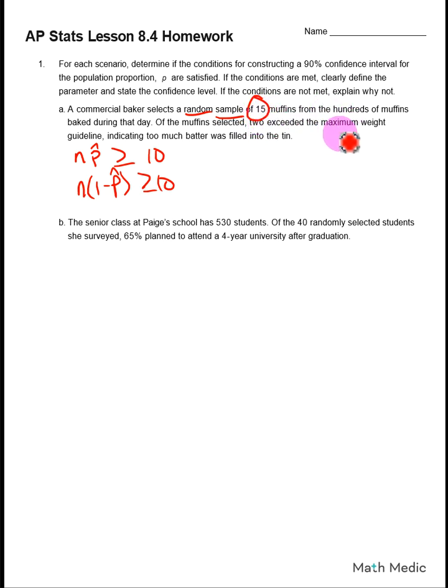Do we have anything else here? The muffins, like I said, 2. So we have 2 successes. Is that how you spell it? Successes, or just one S there? And 13 failures. But 2 is less than 10, so the large counts condition is not met.